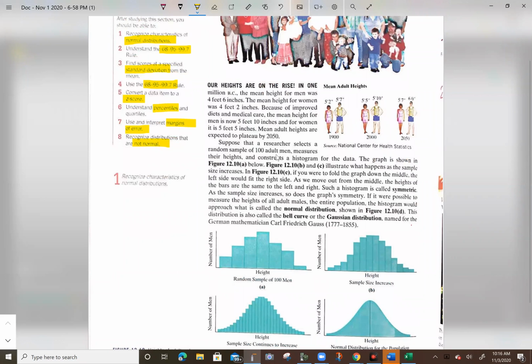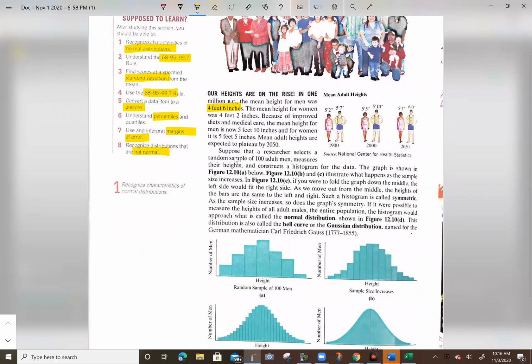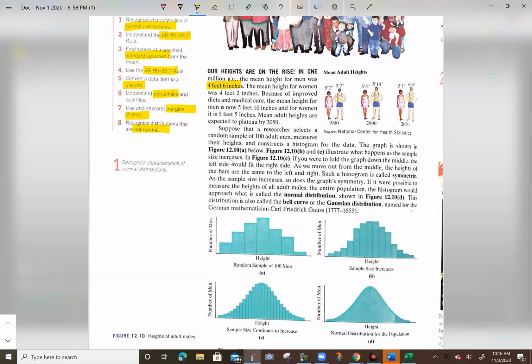So it starts off talking about adult heights. The mean height in 1 million BC, I don't even know how they know that, was 4 feet 6 inches, so very small. Can you imagine everybody in Colorado being 4 feet 6 inches tall? It's like everybody's in elementary school. The mean height for women was 4 feet 2 inches tall, so small. Because of improved diets and medical care, the mean height for men is now 5 feet 10 inches tall, so more than a foot taller. And for women it is 5'5". Mean adult heights are expected to plateau by 2050.